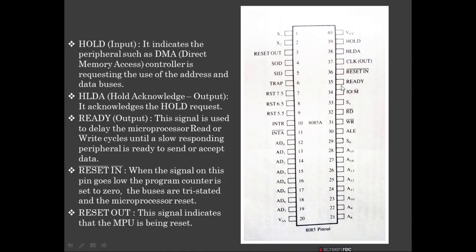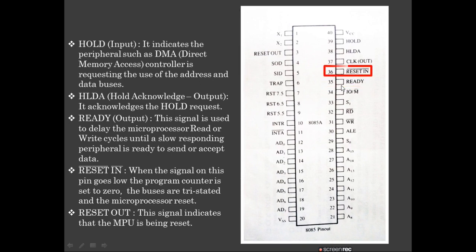In addition to the interrupt signals, 3 pins, that is reset, hold and ready, accept externally initiated signals as input. Hold indicates that peripherals such as DMA controller are requesting the use of address and data buses. To respond to the hold request, 8085 has one signal known as HLDA, that is hold acknowledge, which acknowledges the hold request. The ready signal is used to delay the microprocessor read or write cycles until a slow responding peripheral is ready to send or accept data.